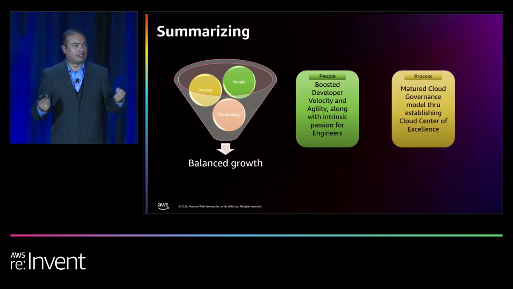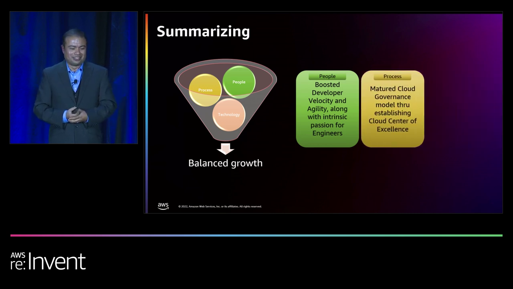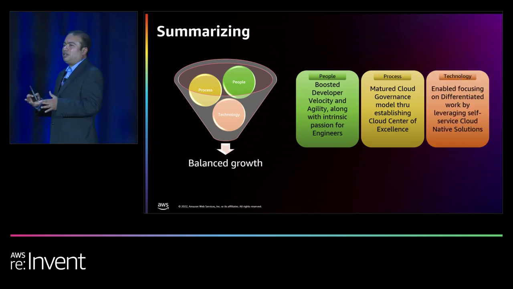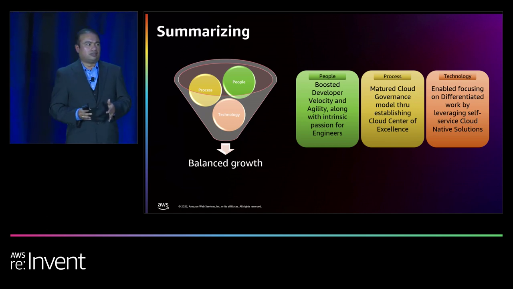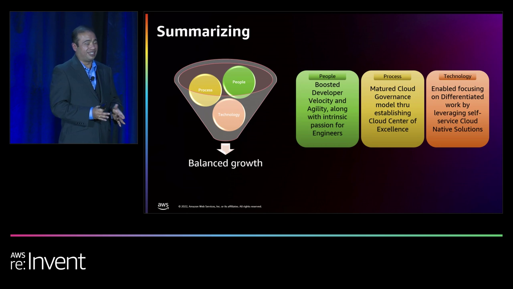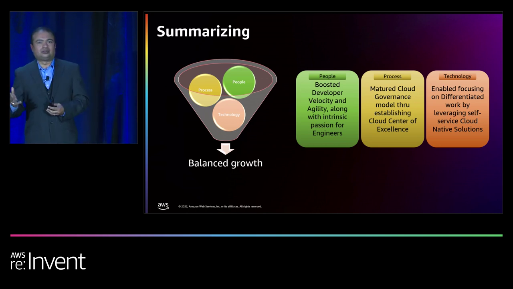That helps with that intrinsic motivation. With process, we started with CCOE as our first version, and then we matured into cloud enablement. That's the organization we have, and we are expanding with more capabilities. And of course, technology. The ability for an organization to have its development teams focus on differentiated work, that's the key. What does business want?